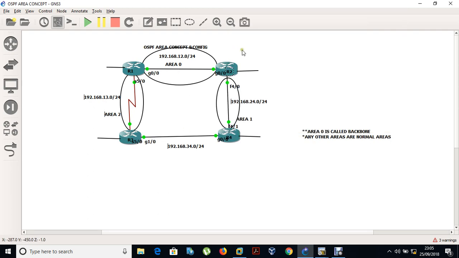And here I'm going to make another area. I'll make it area 3 in this case. These two routers will tell us that R4 and R3 are in area 3, and this area will tell us that R1 and R3 are members of area 2.